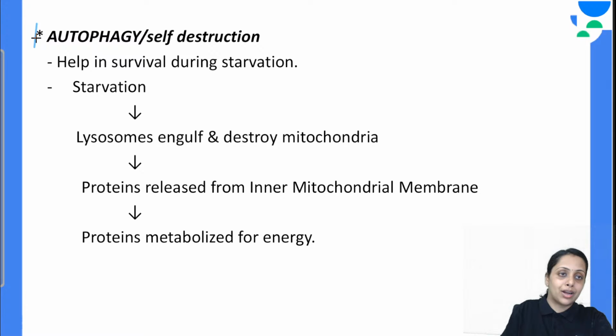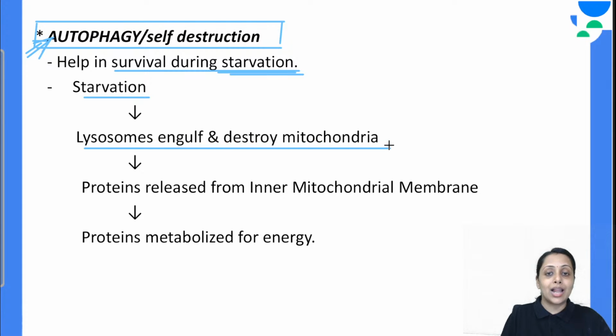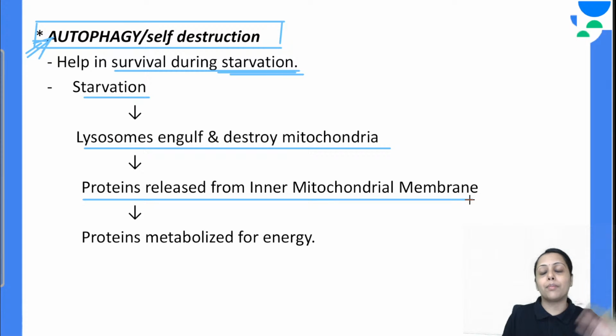Next important function of lysosome is autophagy or self-destruction. This is also done by lysosome. So what happens during starvation? Our lysosome engulfs the mitochondria. So protein inside the inner mitochondria will be metabolized, and that is going to provide the ATP. This phenomenon is known as autophagy and self-destruction, and it occurs during starvation. Lysosome is going to engulf and destroy mitochondria. Protein from the inner mitochondria will be released, and whenever this protein is metabolized, energy will be released, and that's how we survive this starvation period.